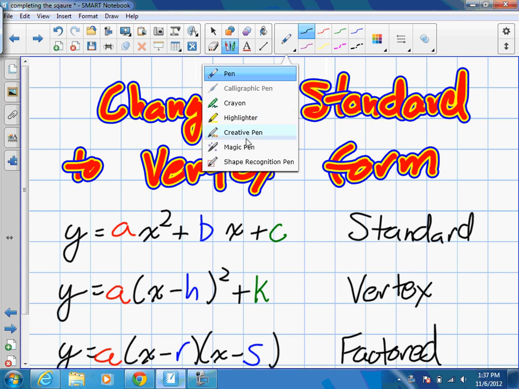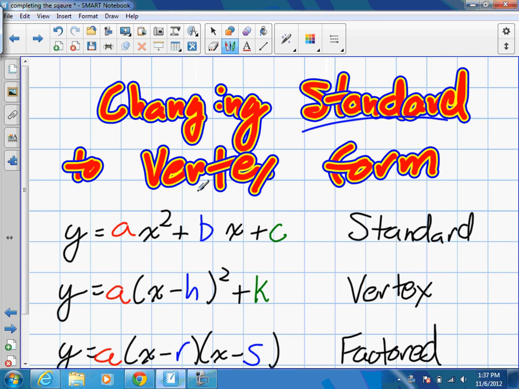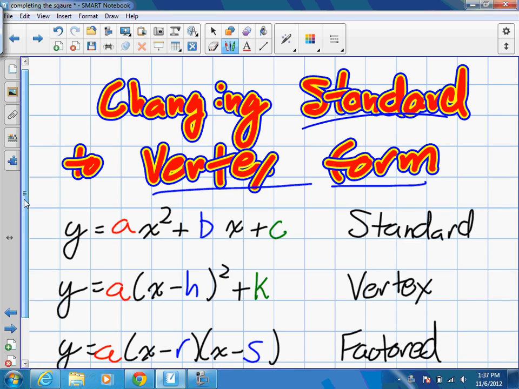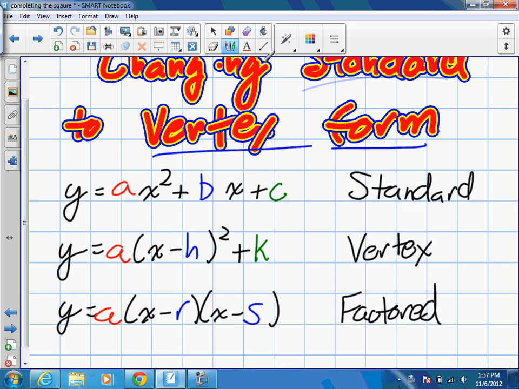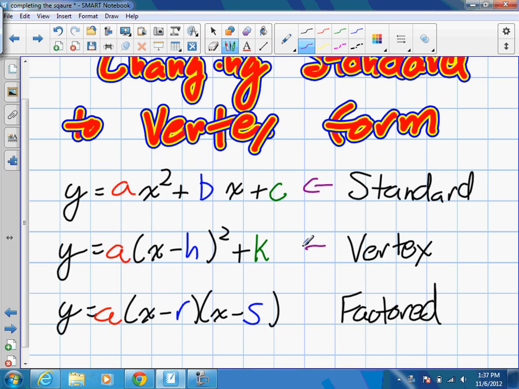We're going to be working on changing standard form into vertex form. Up to this point, we've seen these three types of formulas for a quadratic equation. The first is considered standard form, the second is known as our vertex form, and the third is our factored form. These equations can all represent the exact same parabola, just in different forms.